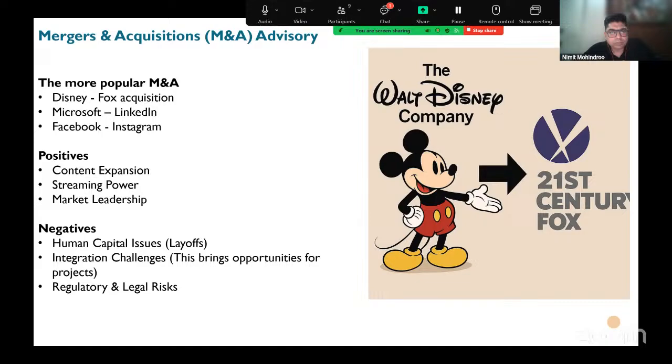Again, this is negative for the business, but it's very positive for anyone working in the project space, BAs included, project managers included. So this is a good job opportunity as well. And then there are regulatory risk and legal risk, because when one brand is being absorbed there are different situations that would happen in terms of what terms and conditions one client has before the company was bought over. So those are the kind of teething pains that they go through.